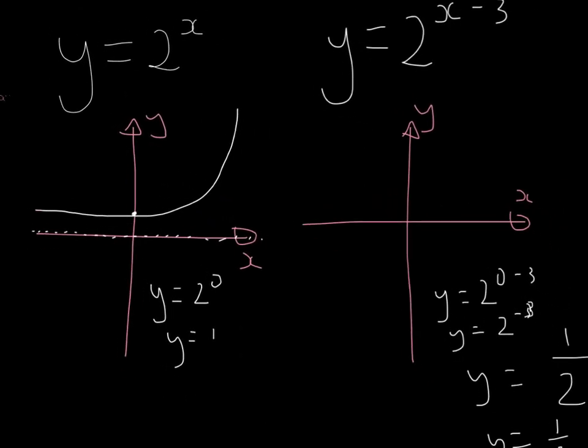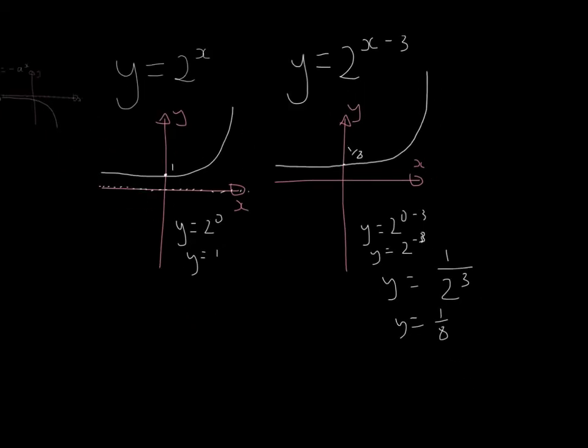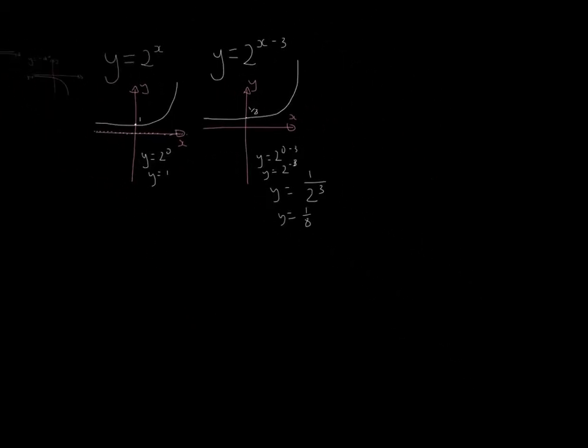I just should have labeled this one. This is 1, and this is an eighth. Okay, so what's actually happened is because of this 3 here, and because it's a negative 3, I've actually moved my graph 3 spots to the right. And I think it will become clear when we combine both graphs on one axis.